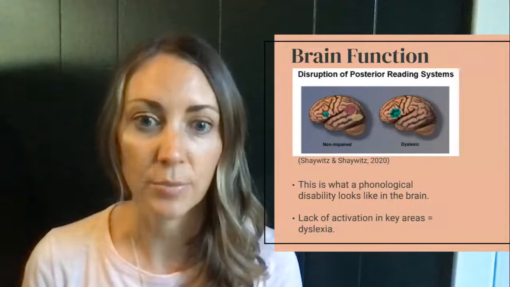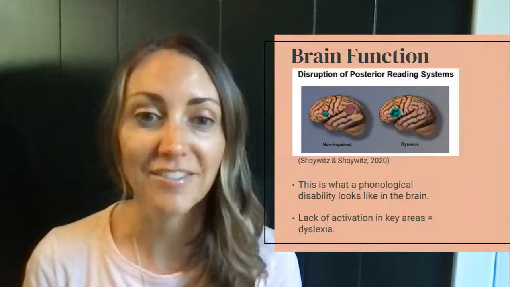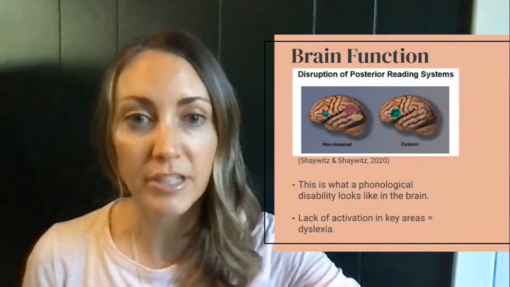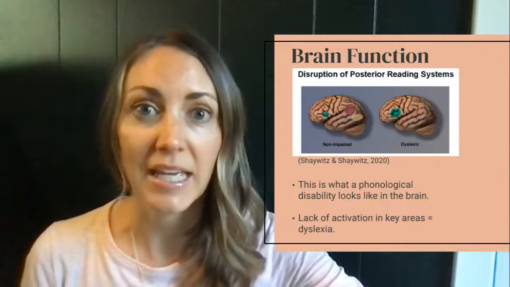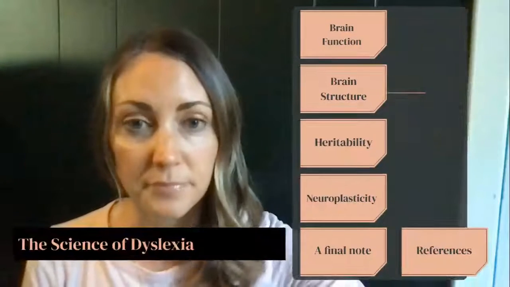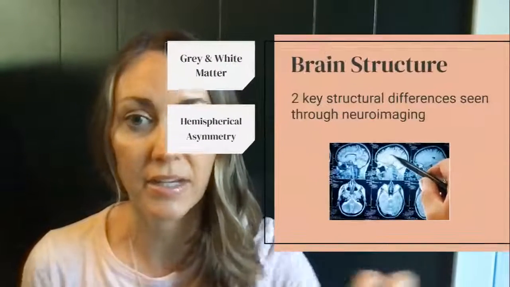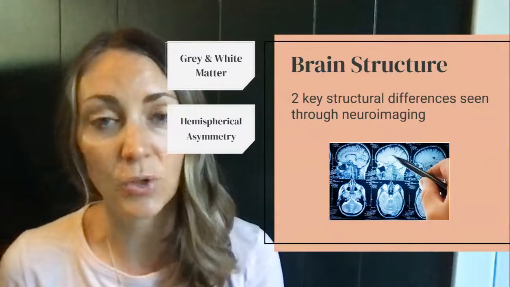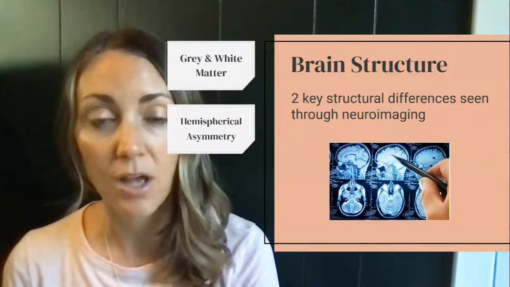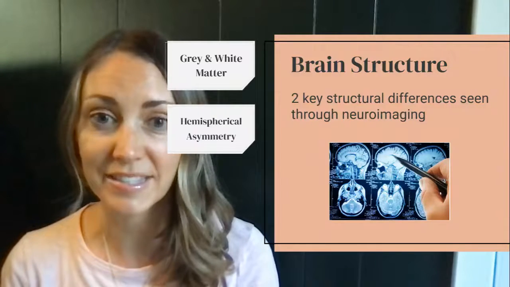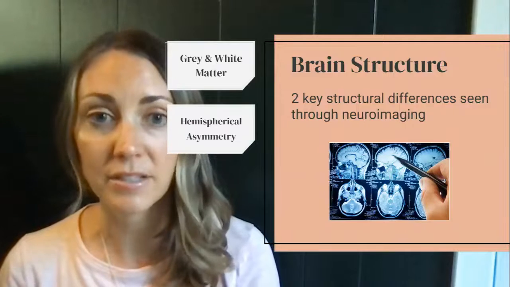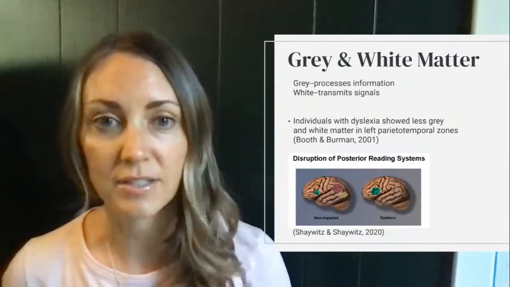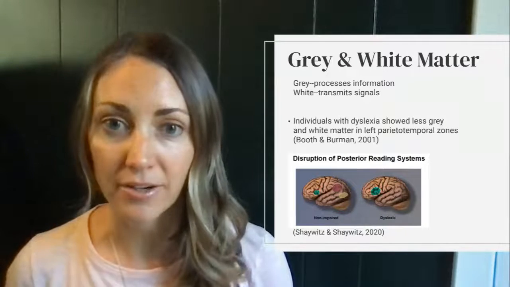So this is what it looks like in the brain, and that lack of activation in key areas is really the root of dyslexia. So the brain functions in a much different way if you are a person with dyslexia. Additionally, scientists have found that not only the function, the activation in different areas, of the brain is different, but also the actual structure itself appears to be different based on some neuroimaging that has been done. So, the first difference I'd like to focus on is gray and white matter.